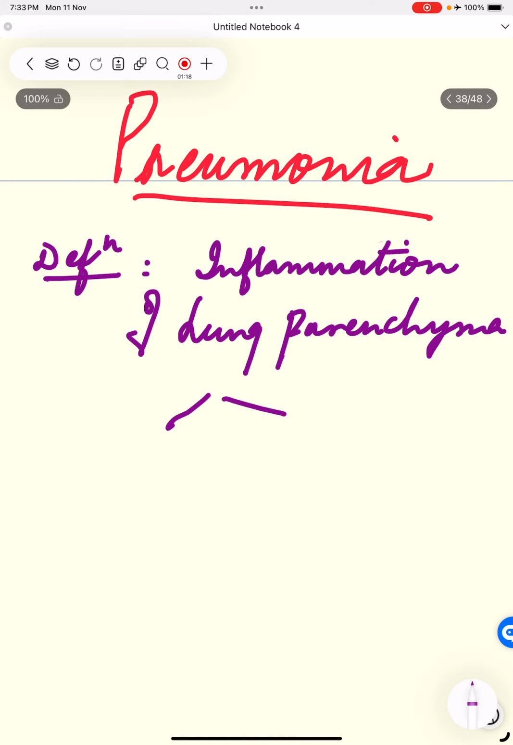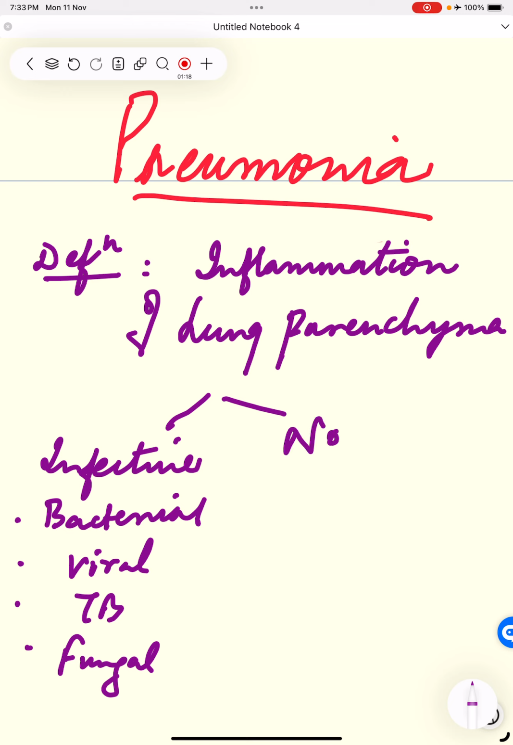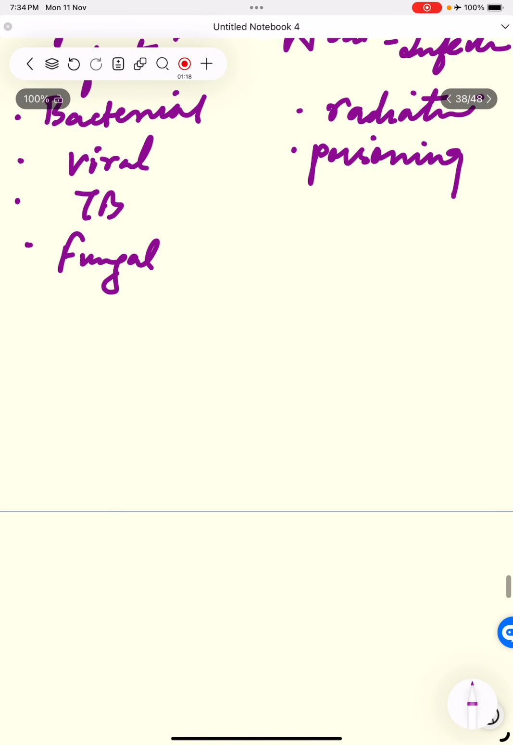Now, this actually can be of two types. Either this will be infective, where bacterial or viral or tuberculous or fungal infections give rise to pneumonia. Or it can be non-infective, where sometimes through radiations or poisonings, especially kerosene poisoning, can give rise to inflammation and patient can end up having pneumonia.